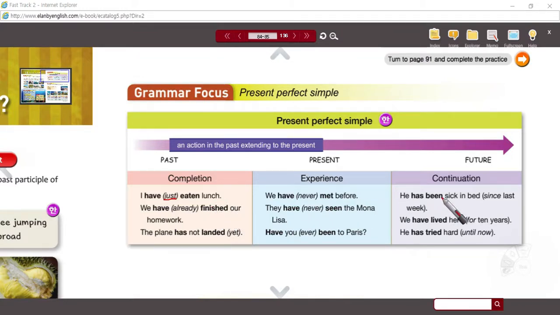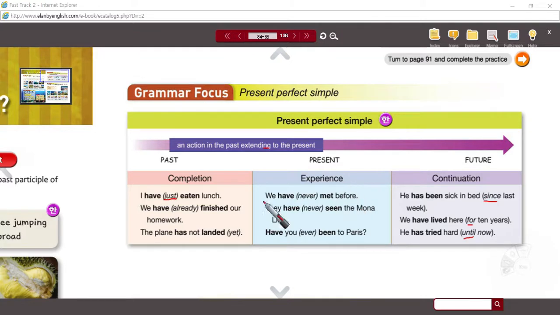Okay. Also, you can use it as it says here, for an action in the past extending to the present, something that has not finished. So someone has been sick in bed since last week. Okay. And they're using these prepositions of time here, since, for, until, or until now. We have lived here for 10 years. So it started in the past 10 years ago. It has continued until now. Okay. So again, something that continues. Started in the past, and there is an element of the ing.